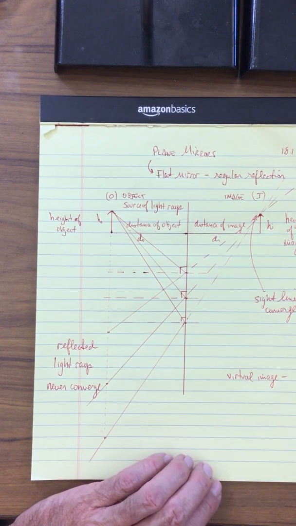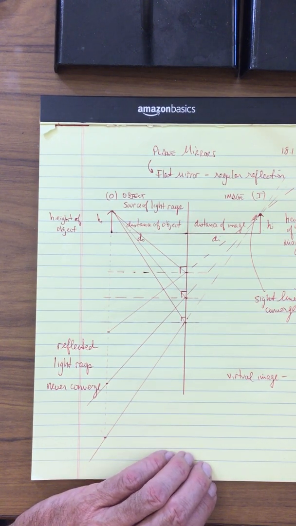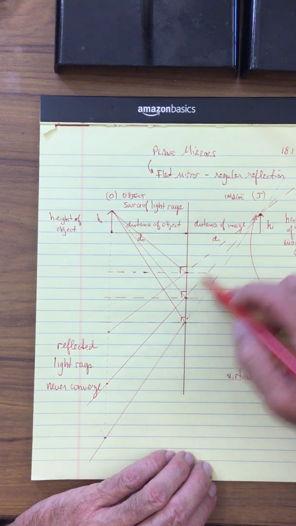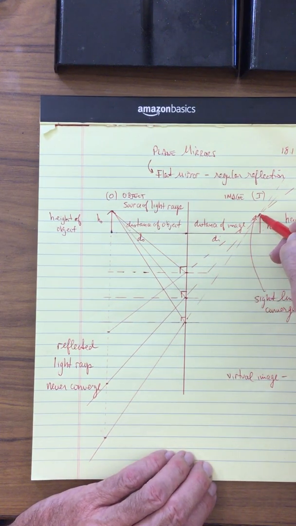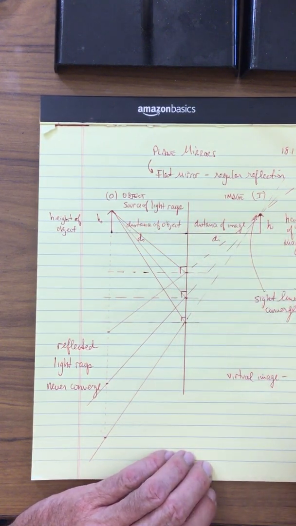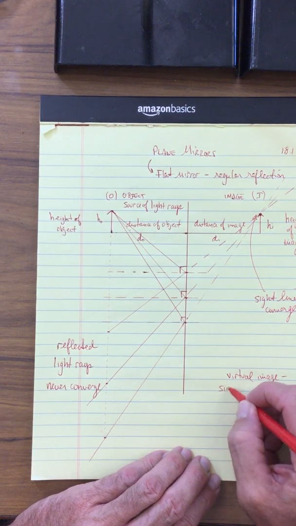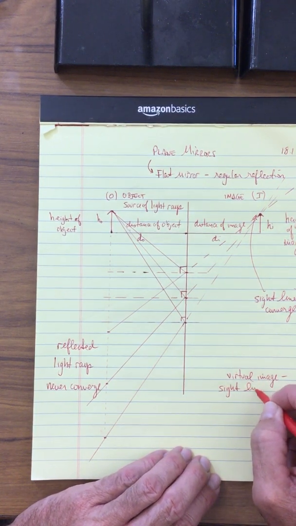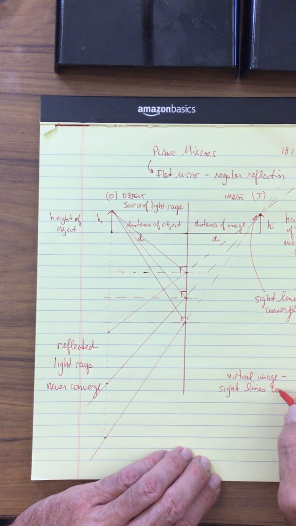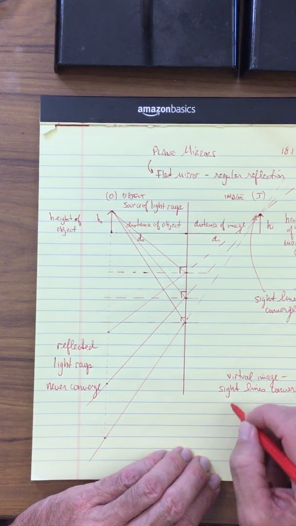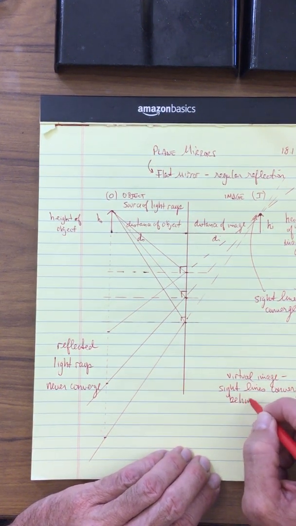A virtual image is formed when sight lines converge, come to a point behind the mirror. So we have sight lines converge behind the mirror.